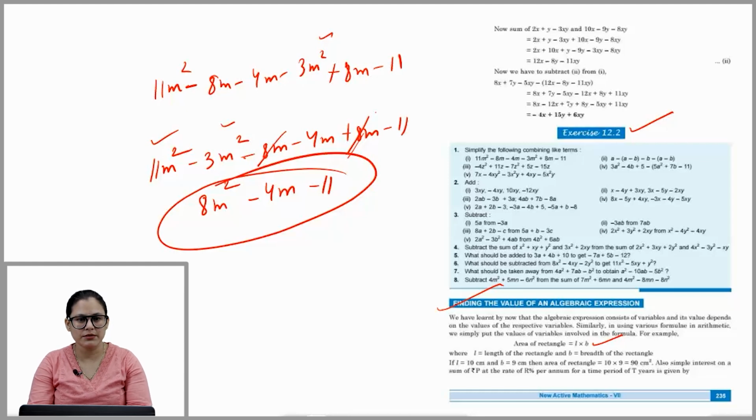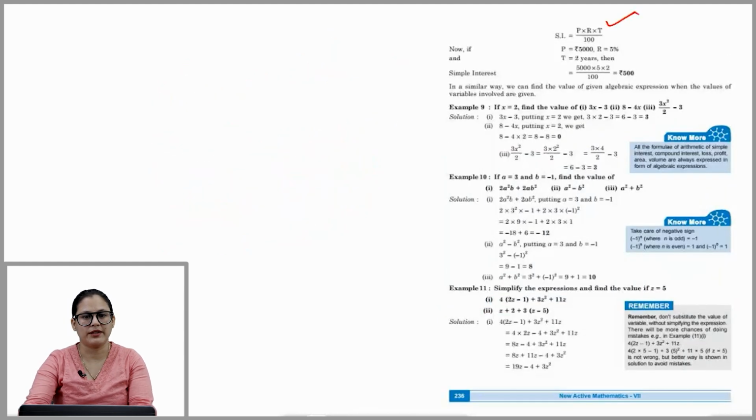If L is equal to 10 centimeter and b is equal to 9 centimeter, then area of rectangle is 10 into 9 is equal to 90 square centimeters. Also, simple interest on a sum of rupees p at the rate of R% per annum for a time period of t years is given by this formula, that is SI is equal to p into R into t. Okay. If the values of p, R, and t are given, then the simple interest would be rupees 500. In a similar way, we can find the value of a given algebraic expression when the values of variables involved are given. Okay, how? Let's do the example.